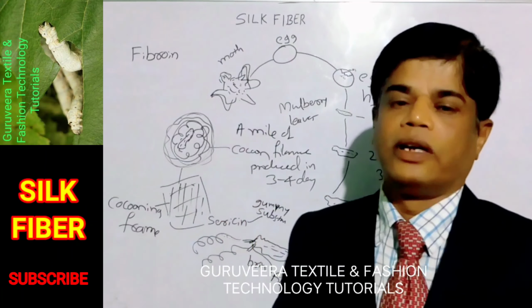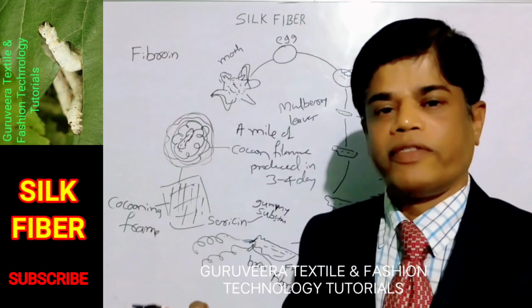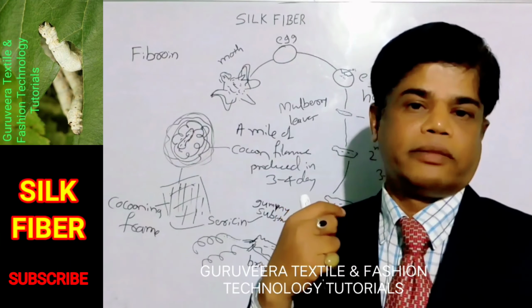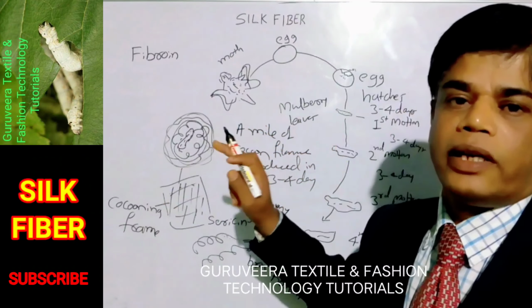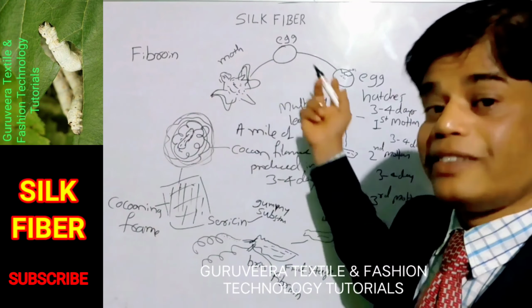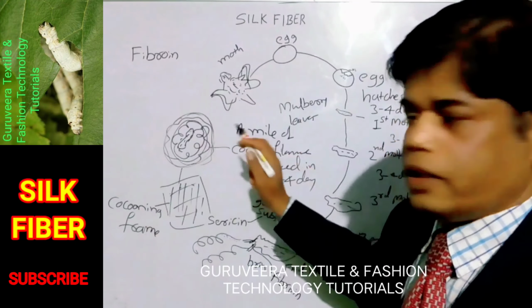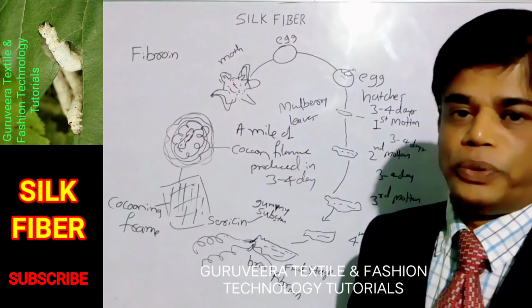And also when he soaks the cocoons in boiled water, the pupae inside are killed and the cocoon gets softer and easy to unwind the filament. Some amount of cocoons he will keep to have eggs for the next season, for the next rearing. I hope you understood. This is a cycle. This is how silk is produced.